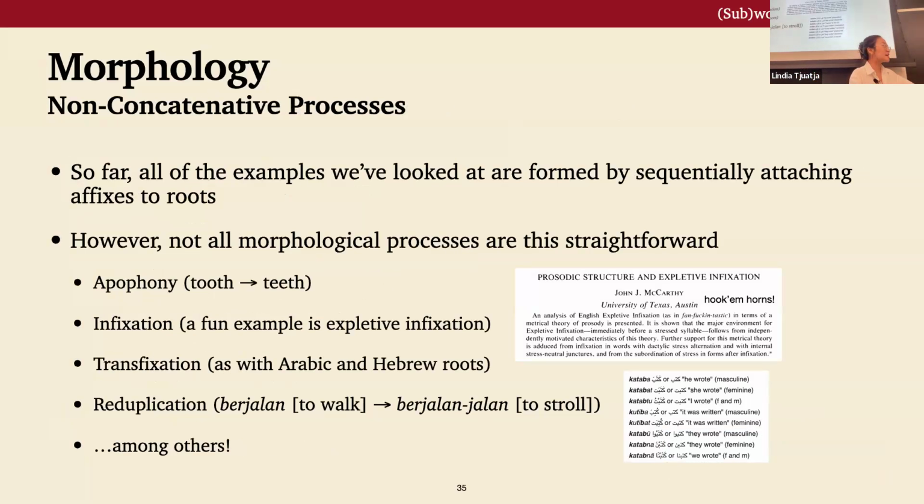So all of the things I've shown you, especially with the English examples, are pretty simple. We just take a root, attach things sequentially to the root, boom, word. But not all morphological processes are this straightforward. So in English, we do have something called apophony. This is a vowel change, like tooth to teeth, goose to geese. Unfortunately, not mice to meese, but that would be fun.